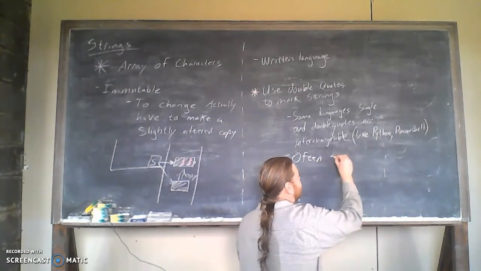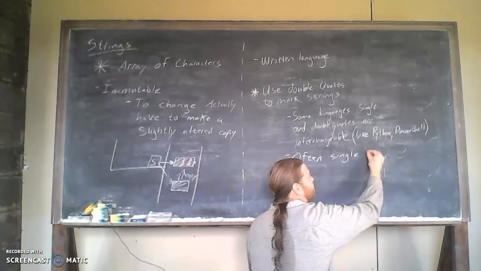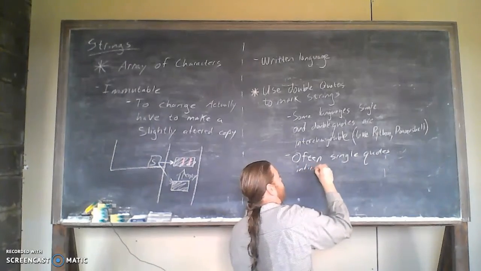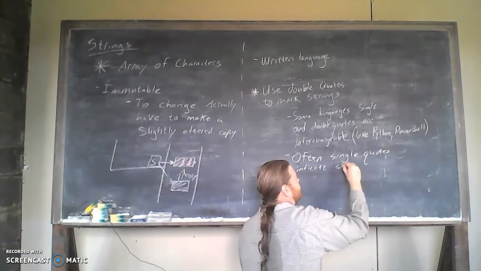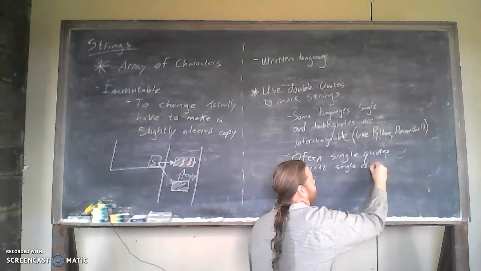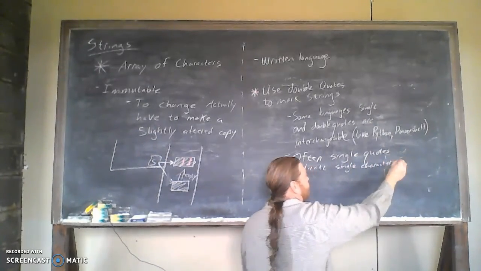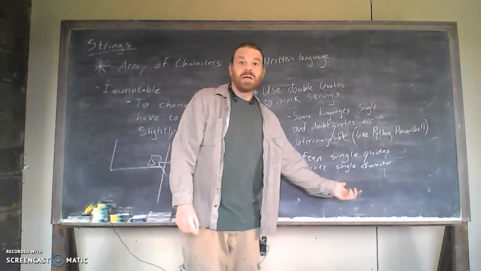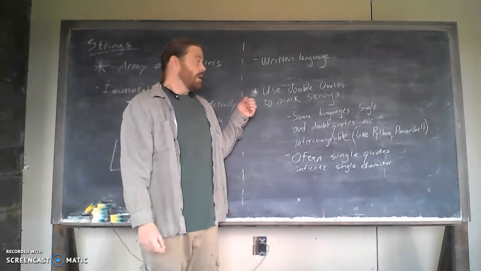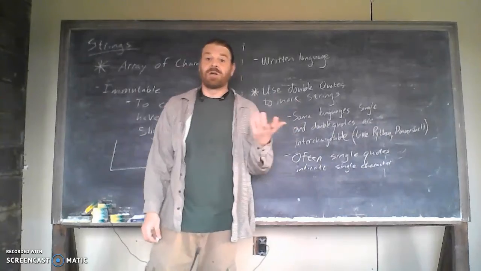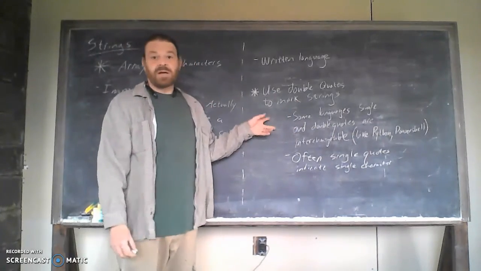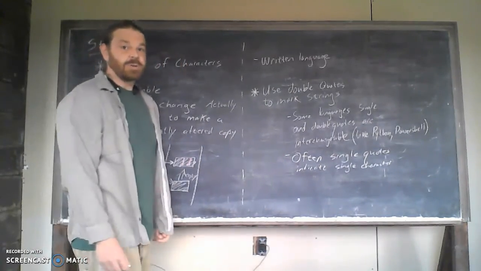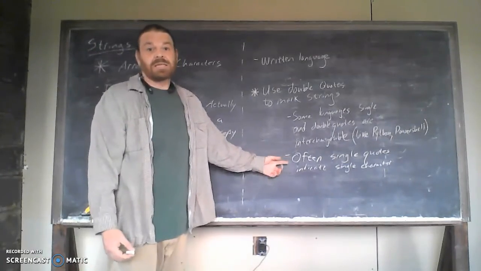Often, single quotes indicate single characters. As you move forward into other languages, the standard is single quote marks represent a single character, and double quote marks represent a whole string of characters. But in Python, for this semester, they're interchangeable. Quite a few languages, they're interchangeable, but it's not always interchangeable, so be aware of that.